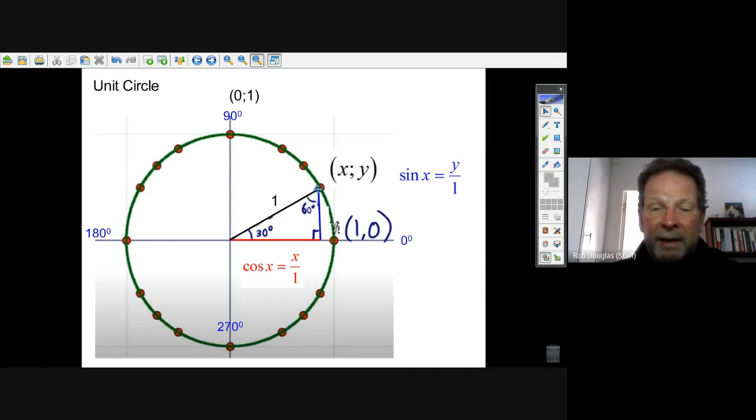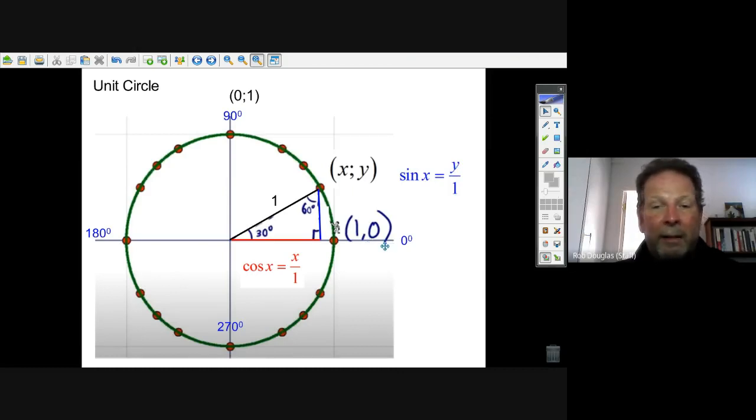But this blue line here is the y value. It's how many I've gone up. And the red line is the x value. So the sine, though, is just y over 1. The sine is just y. The sine of any angle here is just y. I wish I'd used theta there instead of x because it's confusing it with this x. But the sine of any angle is just y.